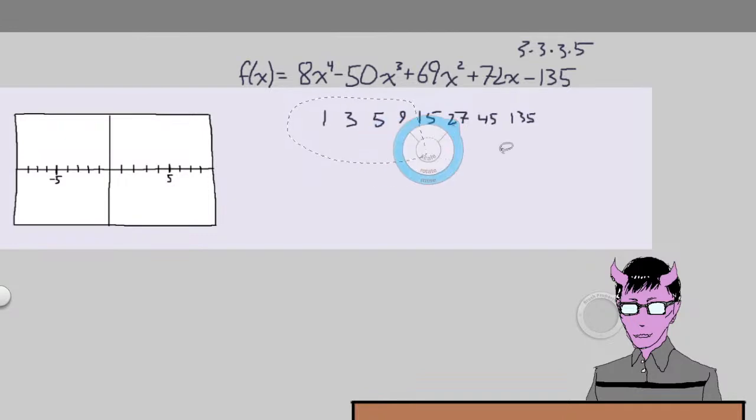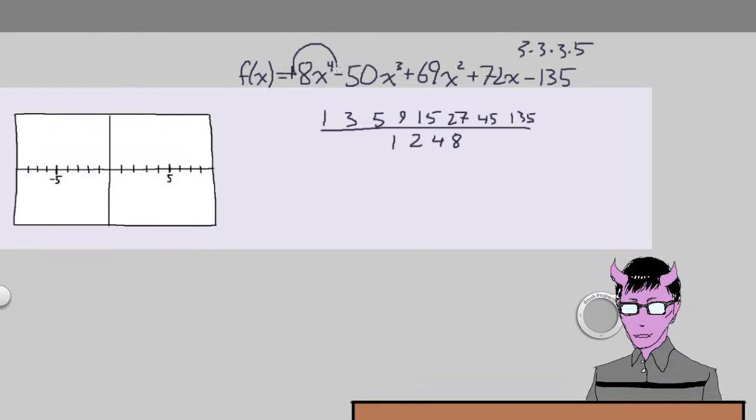Factor pairs. Factors of 8. We're going to have 1, 2, 4, and 8. Okay, so there are a bit of candidates to try out. The numbers are kind of smallish or intermediate, but let's do Descartes' rule of signs first.